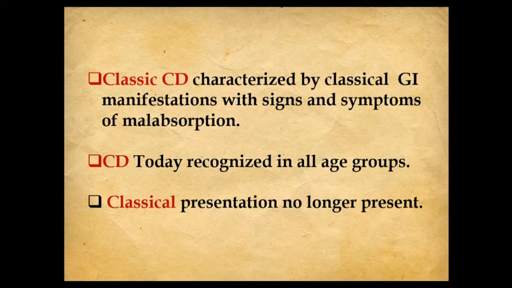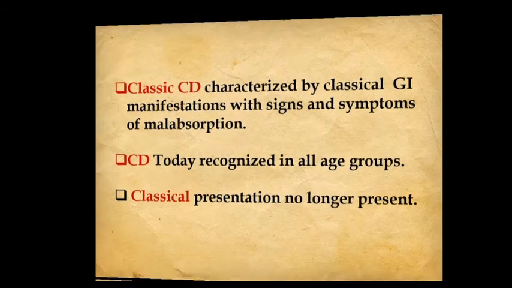If you think of the classical presentation of celiac disease as a malabsorption, that means diarrhea, steatorrhea, abdominal distension, failure to thrive, this is no longer present. There is a non-specific presentation. It can occur at any age group, making the diagnosis of celiac disease not so straightforward.